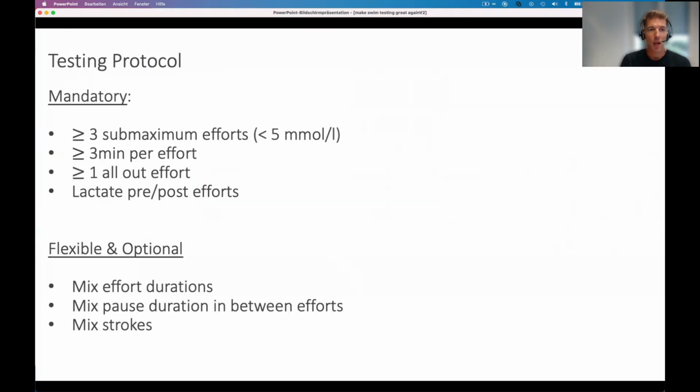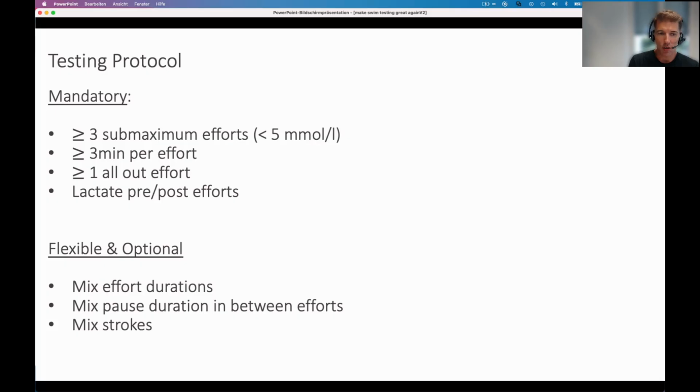So how to do that? As I mentioned, all that is needed is a set of a minimum of 3 or more submaximum efforts below 5 millimoles. Can be anything, 1 millimole, 0.8, whatsoever. It's recommended to have a minimum of 3 minutes per effort as a duration, unless you have a reason why you want to do longer. And it's recommended to have at least one all-out effort. You can have several. And then you just measure lactate before and after.